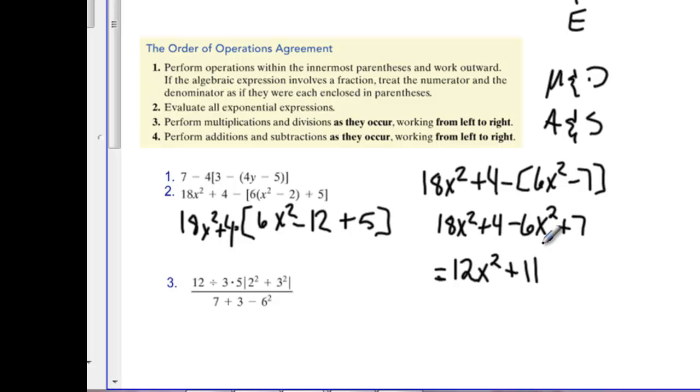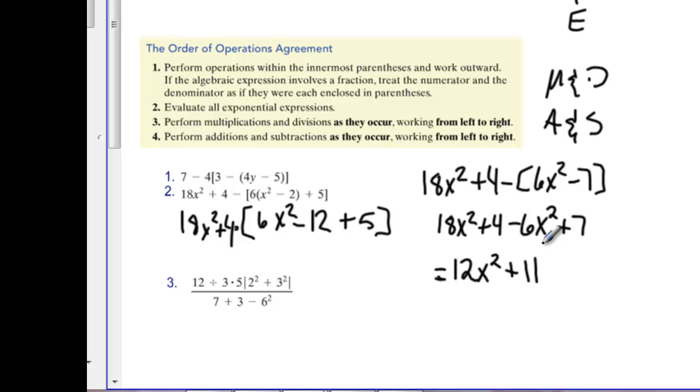So you're just simplifying it, meaning you're just making it look nicer. Quite frankly, 12x squared plus 11 is a lot nicer than the first thing, the 18x squared and so on. All right, do you guys feel like you pretty much remember order of operations? Yeah, good. Number 3, the only trick there, which isn't really a trick, is that there are some absolute value signs.